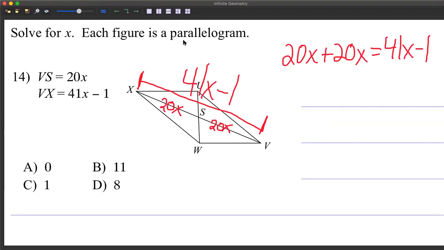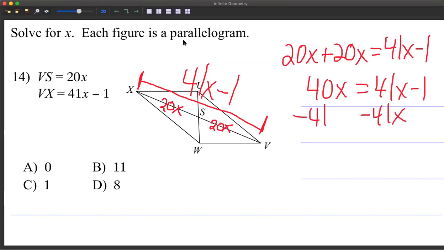All right, so I'll just do this one out. 20x and 20x is 40x equals 41x minus 1. Then I would just subtract 41x from both sides. So negative x equals negative 1, which means that x is just a positive 1 in this case. How cool! And if you plug 1 back in, it should work out.